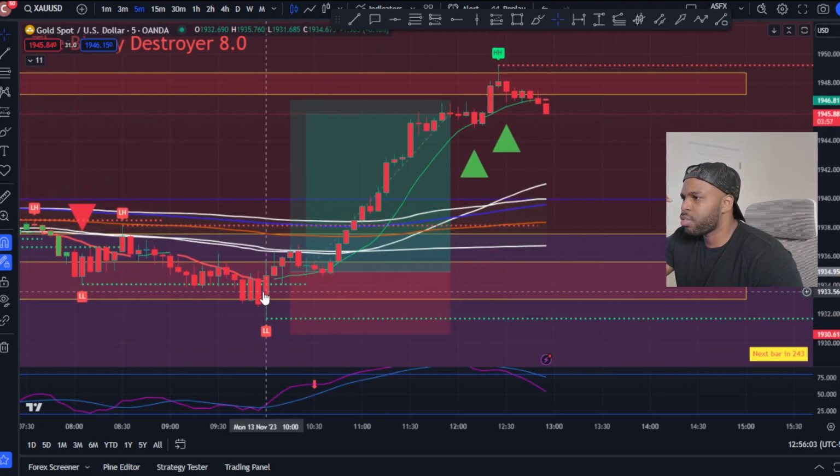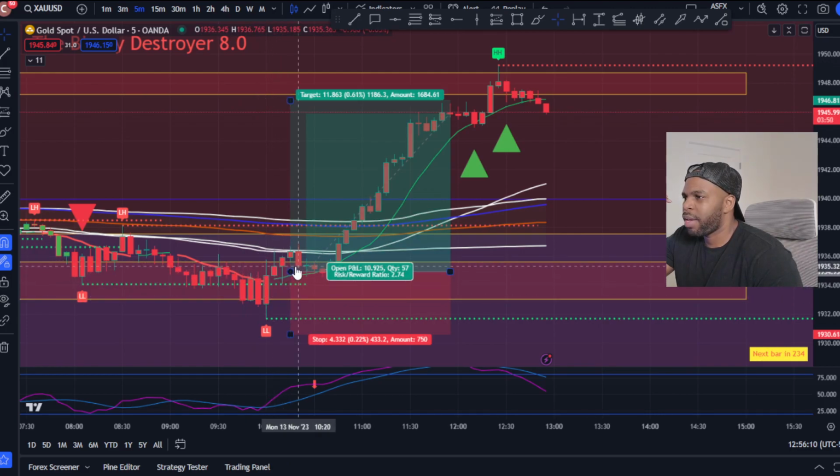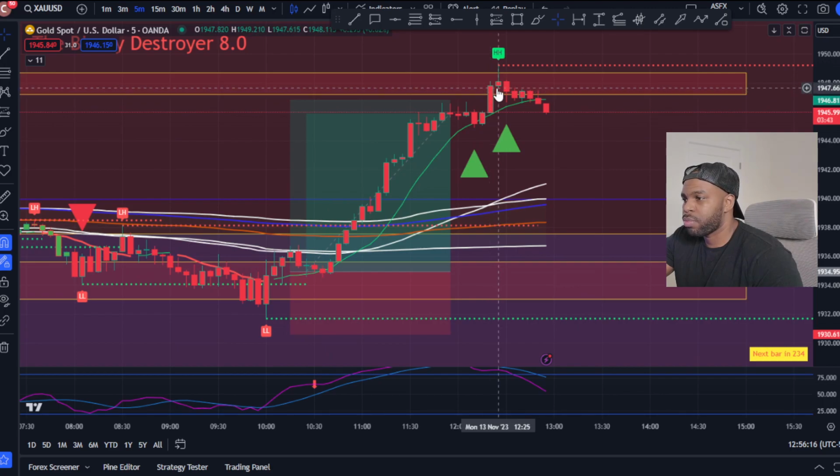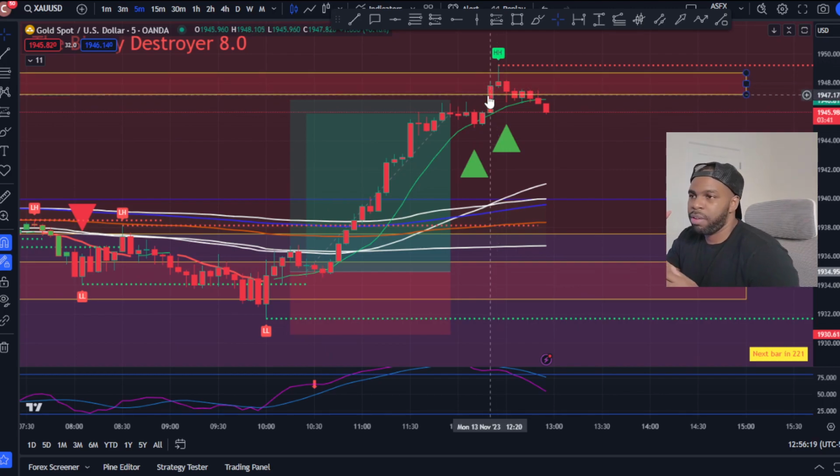So basically, I saw price came back down here. I saw a bullish engulfing here, and I got in a trade right here. It went against me a little bit down here, and then I just took it up, as you can see, to the zone. So basically, I'm trading from zone to zone.